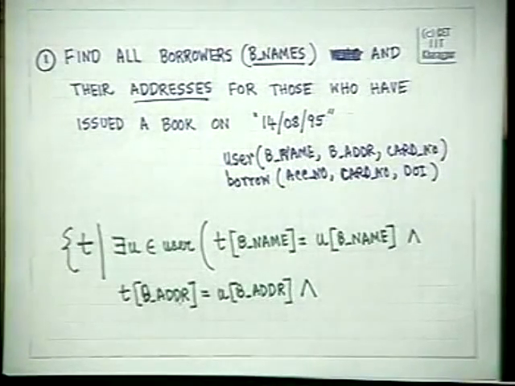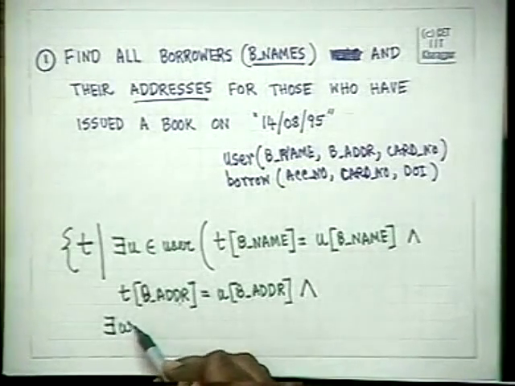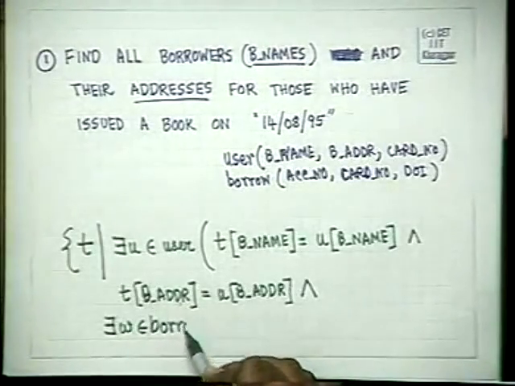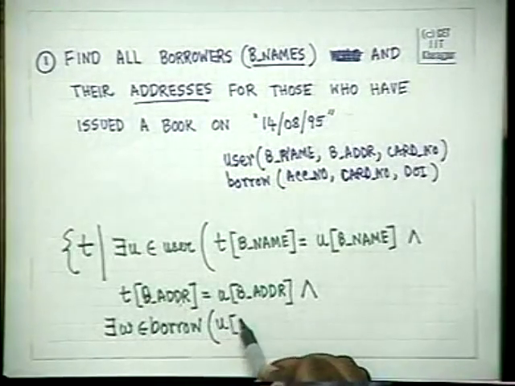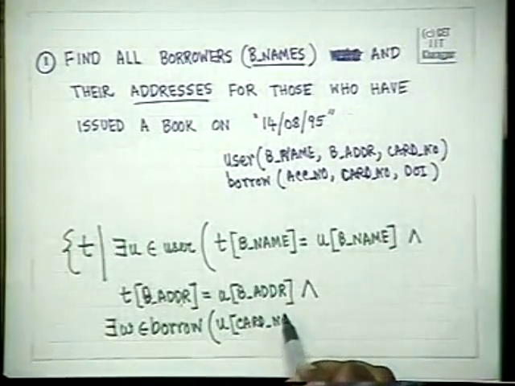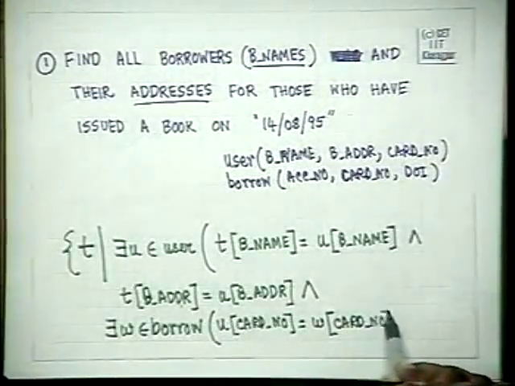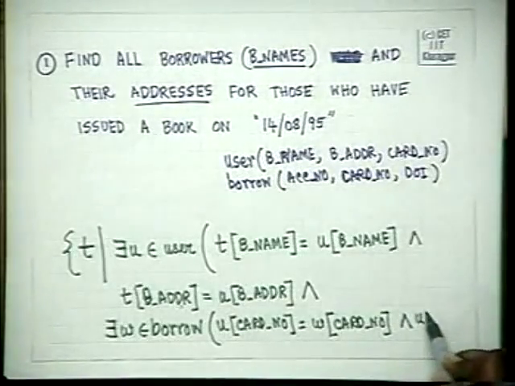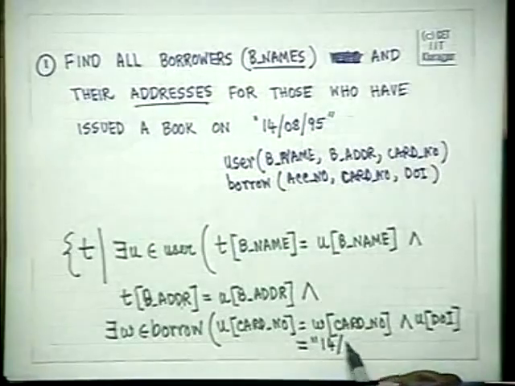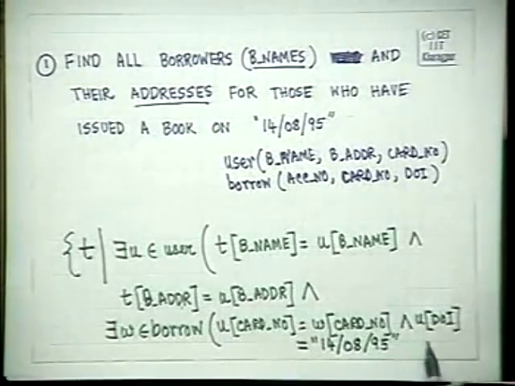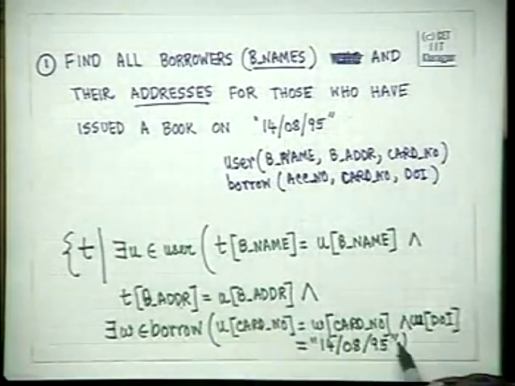And what else must be true? And there must exist another tuple W element of borrow such that U card number is equal to W card number and W date of issue is equal to 14/8/95. I am sorry, it is not U date of issue. This bracket closes here, this bracket closes here.